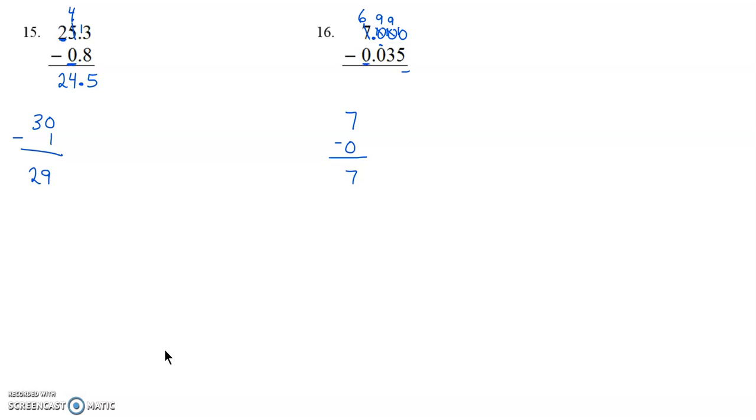10 minus 5 is 5. 9 minus 3 is 6. 9 minus 0 is 9. We bring our decimal place down, and 6 minus 0 is 6. So we're very close in our estimate and our actual.